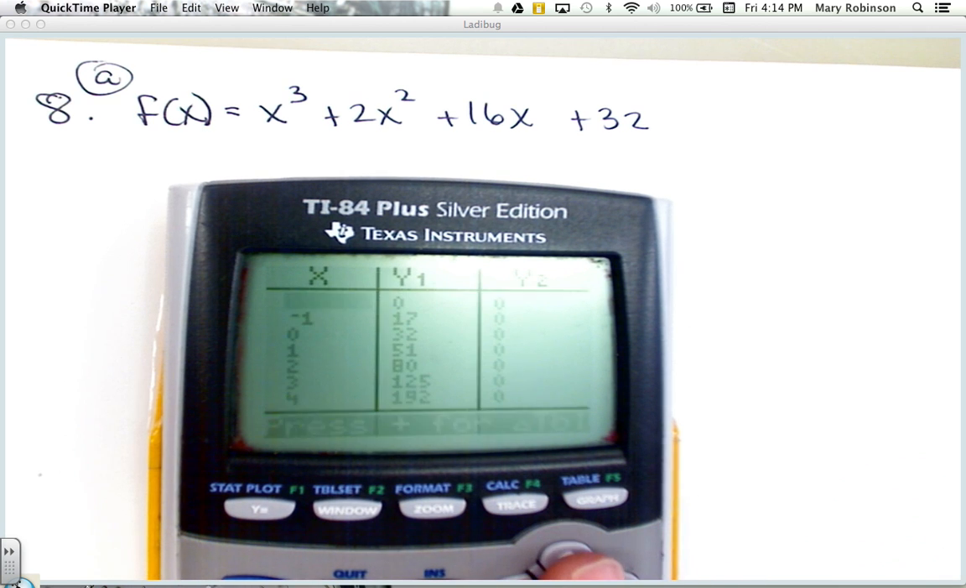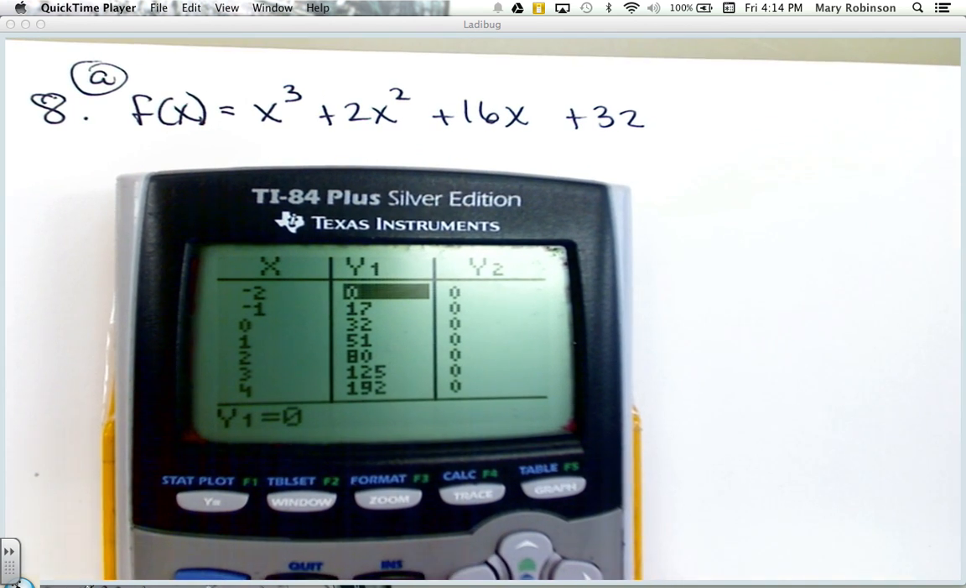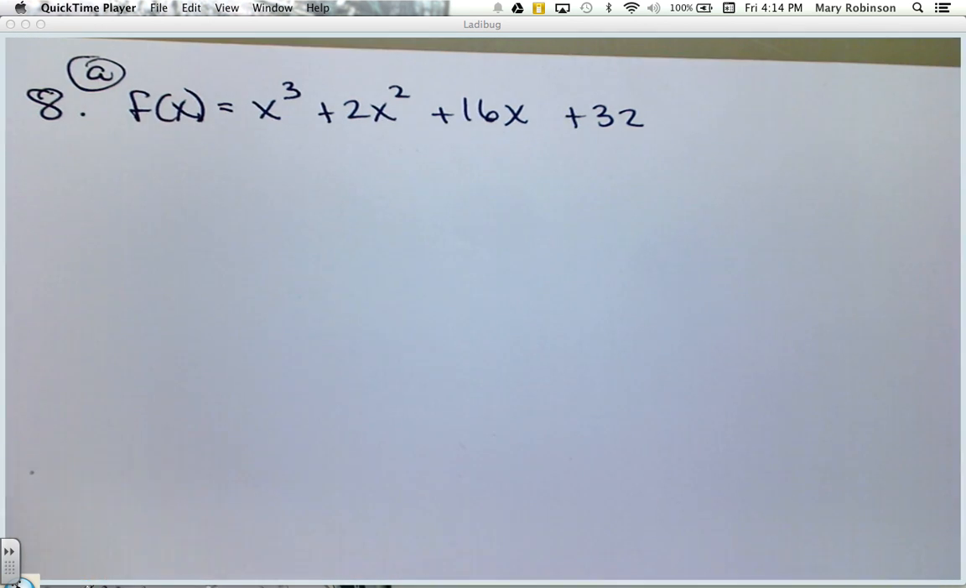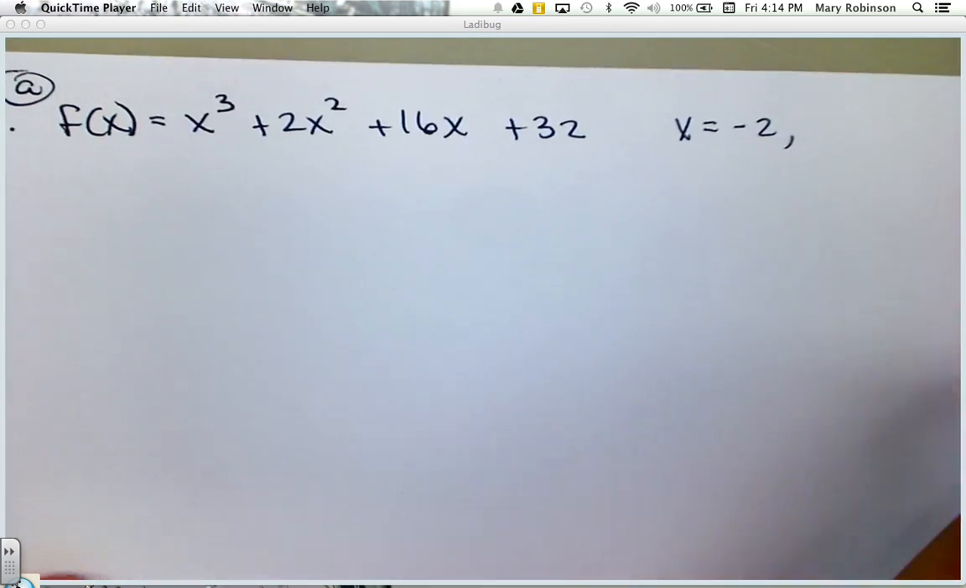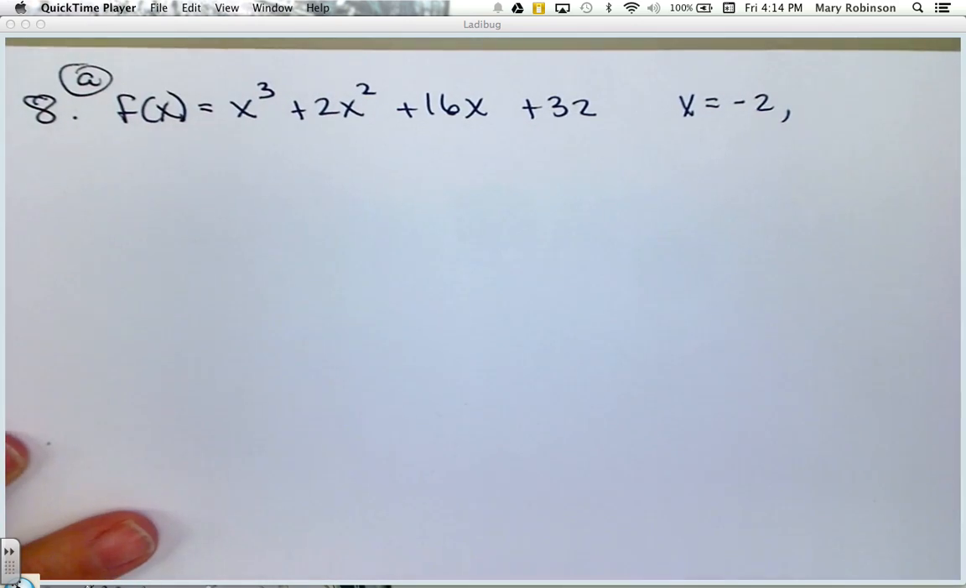We should verify that it's -2 also by looking at our table. We should not just make an assumption. So let's make sure we check our table and see -2, 0. Being that we know it's at -2, we know we have 1 out of 2 of our 3 answers. So we've got to find the other 2.